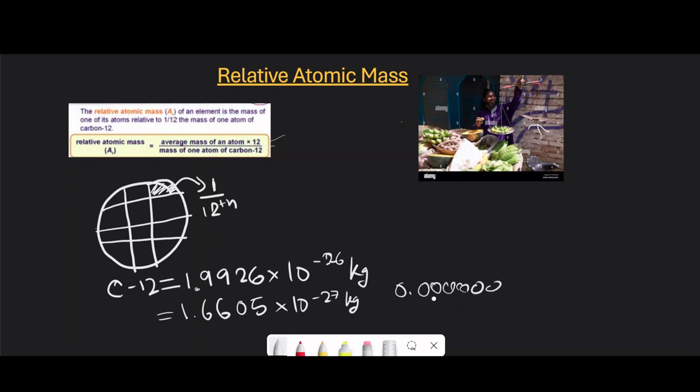So it's a really small number, and scientists really like convenience. So what they did was they made this into a unit called the AMU. So this is actually 1 AMU. So when we are talking about 1 AMU, what this means is 1.66 × 10^-27 kg. Now we know, we'll erase this.